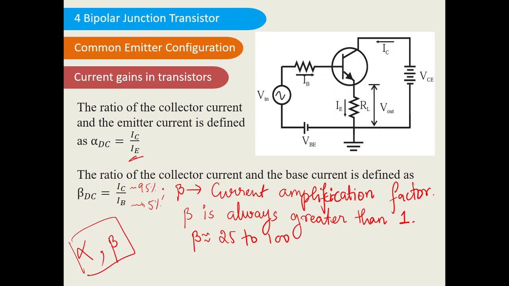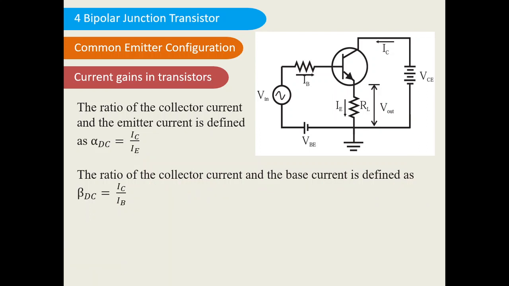All of you can pause the video wherever you like and complete your notes. Next we'll be looking at the relation between alpha and beta. Here this current is IB and this current is IC. Together they build IE. So IE is equal to IC plus IB. The common term between the two formulas is IC. Remember this.